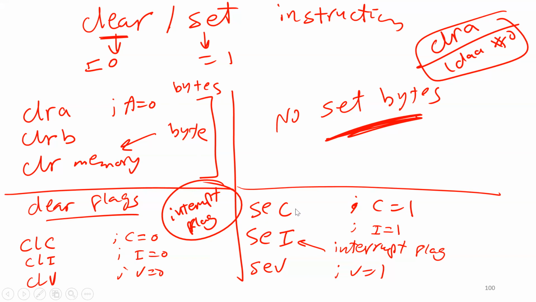Also, you can set the carry flag. No space here, guys, just one word. Set the interrupt flag, set the B flag. Set means you put 1. So that's all we have. We have 3 instructions in order to clear some flags or set some flags. That's all we have.